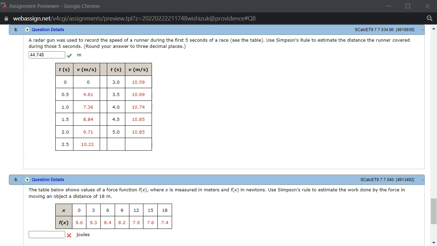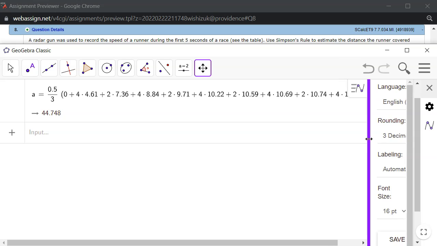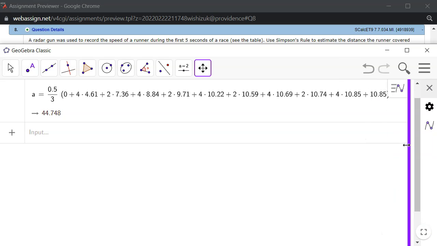All right, let's check the answer. I came back and it looks like we got this one correct. That's it. I hope that this was clear. I guess I have to bring it out so that you can see. Yep, you can see all of it. All right, that's it.